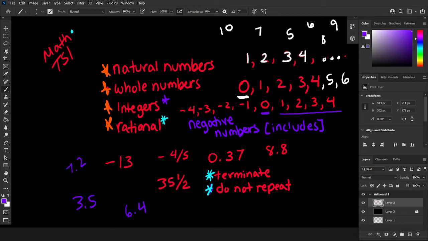And the integers also include 0 and natural numbers like 1, 2, 3, 4, 5, 6, 7, 8, 9, 10. And rational numbers do not repeat and they terminate. So it could be -13, -4 and 4/5, -0.37 would be one. 8.8 is one, 35.5 is one.